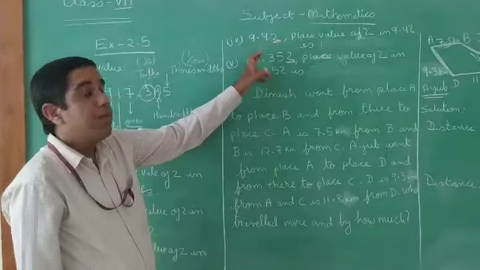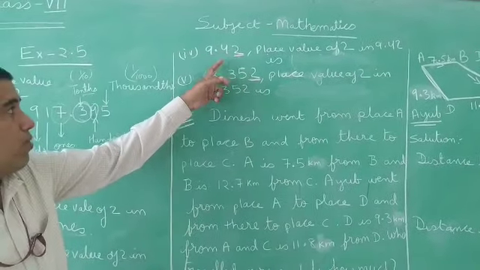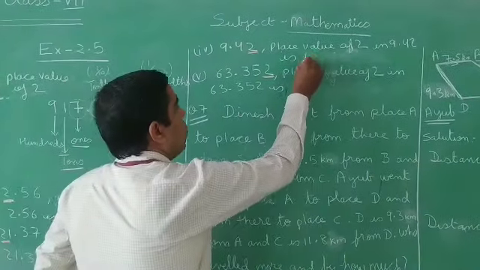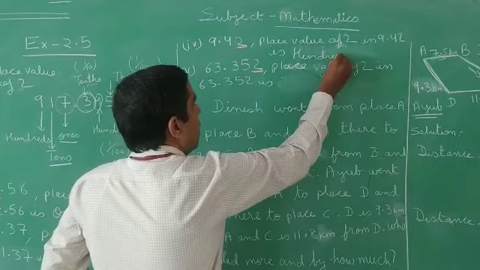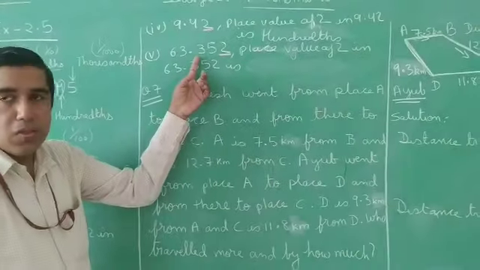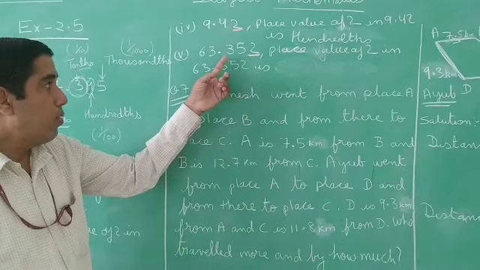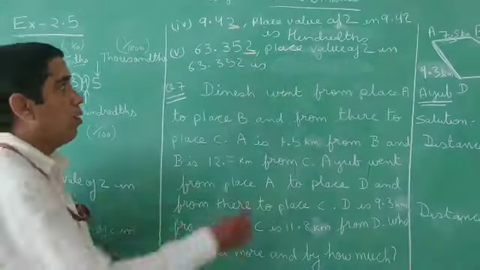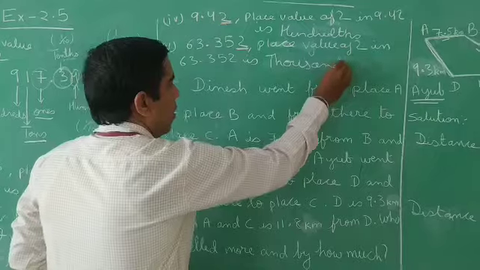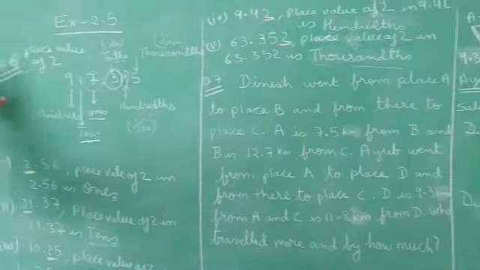Now the fourth part, 9.42. What is the place value of 2 here? You can see it comes after the tenth place. It is hundredth. In the same way, the place value of 2 in 63.352 is thousandth. So it comes tenth, hundredth, then thousandth.